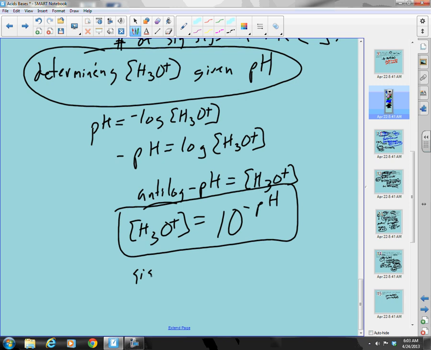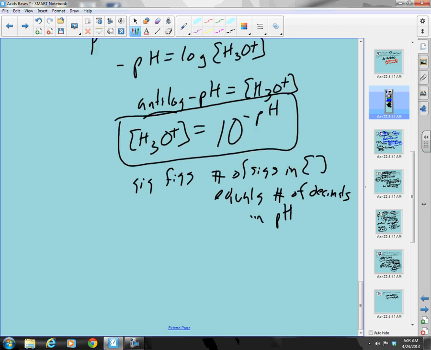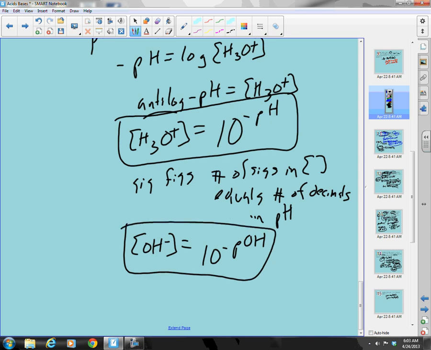Now, sig figs. Remember, the number of sig figs in my concentration equals the number of decimals in my pH or pOH, right? And just to show you the parallel, hydroxide concentration is equal to 10 to the minus pOH, right? So those are the two biggies. Here's my sig figs. Let's finish this lecture.